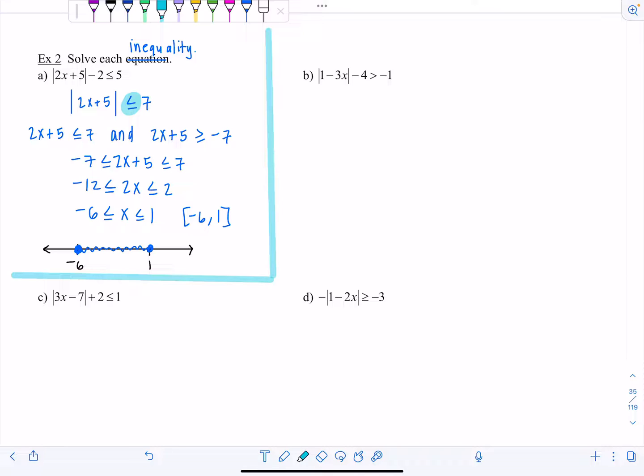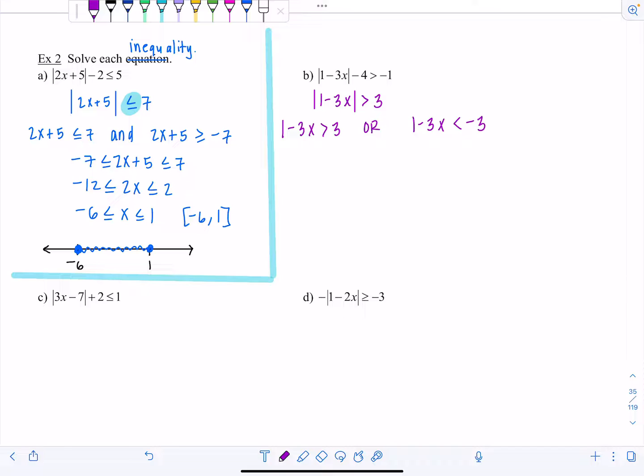Okay, let's look at example B. Absolute value 1 minus 3x minus 4 is greater than negative 1. So first thing, what should we do? Yes, add 4, get that absolute value by itself. So we have absolute value 1 minus 3x is greater than 3. Great, or, so I'm going to write 1 minus 3x greater than 3, or 1 minus 3x. Do two things. Flip the direction of the inequality, change the constant to a negative.